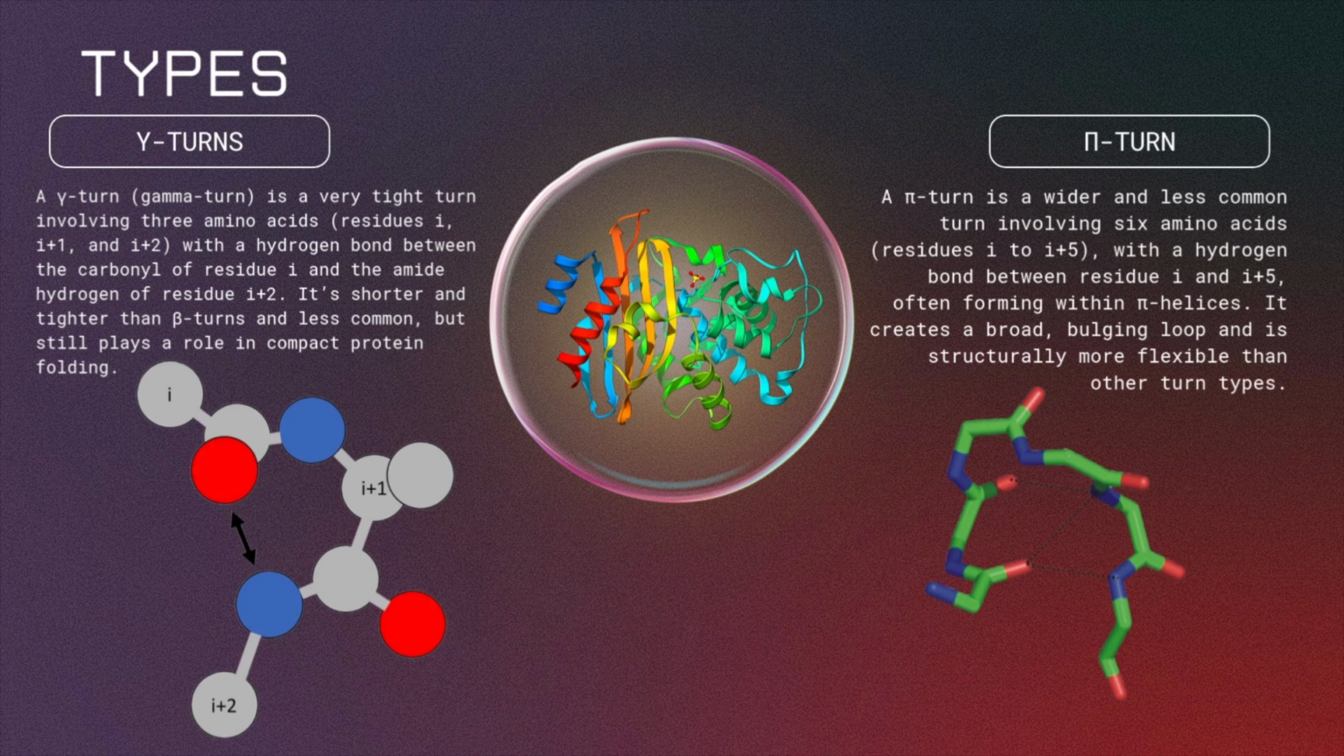Gamma turns and pi turns. Gamma turns use just 3 residues and form a very tight loop with a hydrogen bond between residues i and i+2. Next are the pi turns. In contrast, they utilize 6 residues, are looser, and usually occur within pi helices. These are less common but still functionally important, especially in flexible or regulatory regions of proteins.